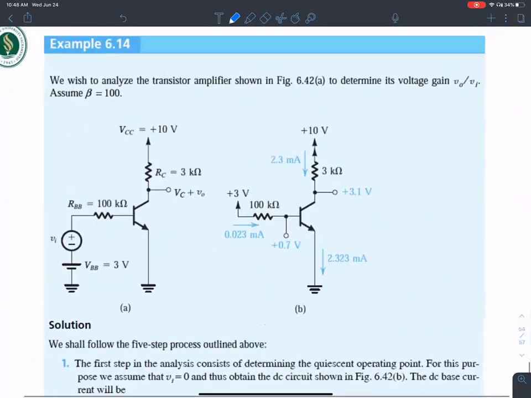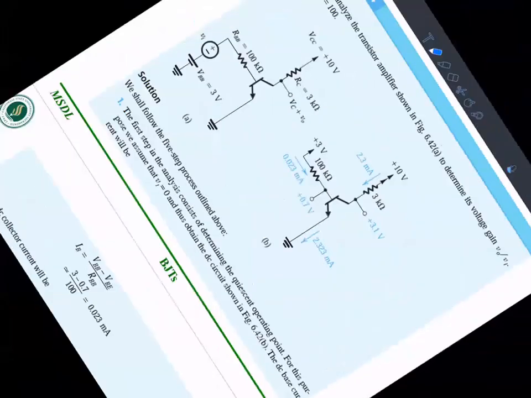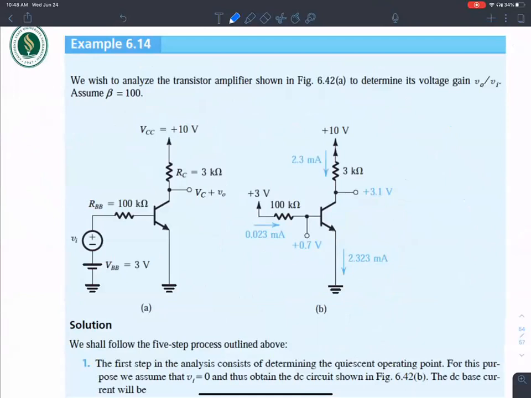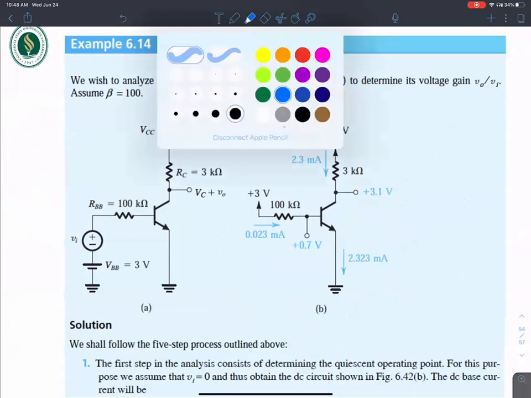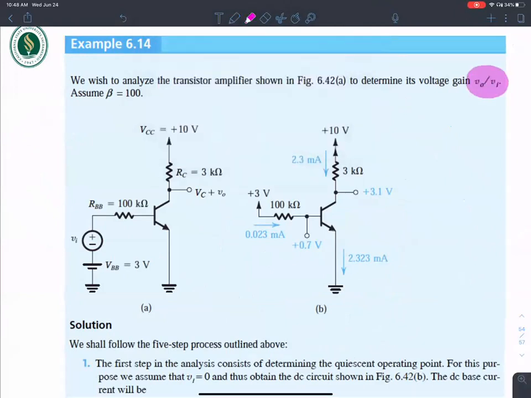Let's do the illustration using this example. We wish to analyze the transistor amplifier to determine the voltage gain. When you see this kind of problem, voltage gain, it means you have to do the DC analysis and then the AC analysis. Voltage gain is the output voltage over the input voltage, the small signal gain, little vo over little vi. In order to do that, we have to start by finding the DC analysis.